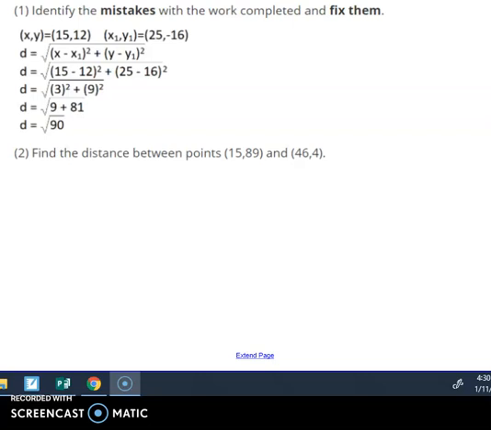Problem number two, you're just given two points and you're asked to find the distance between those two points using the distance formula. Again, we've talked about how we can draw a triangle and use the Pythagorean theorem. And in these problems here, I want you to use the distance formula.